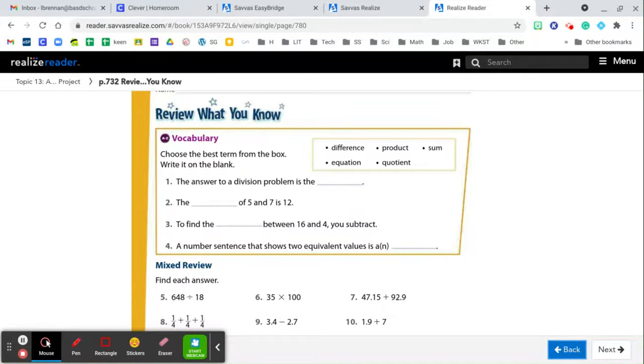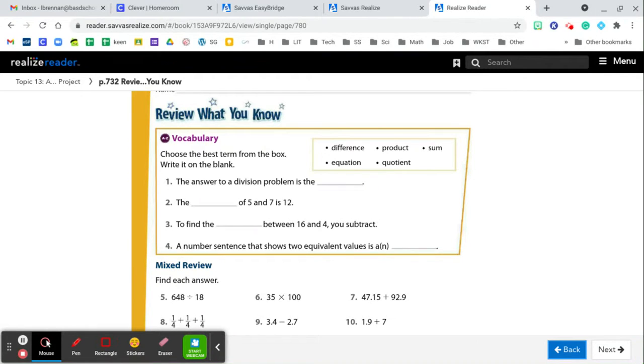All right, here we are with our first chapter in algebra, which is so exciting. You've actually been doing algebra since you were in kindergarten, but here we're doing official algebra. So let's do some review of previously known vocabulary. Choose the best term from the box, write it in the blank.